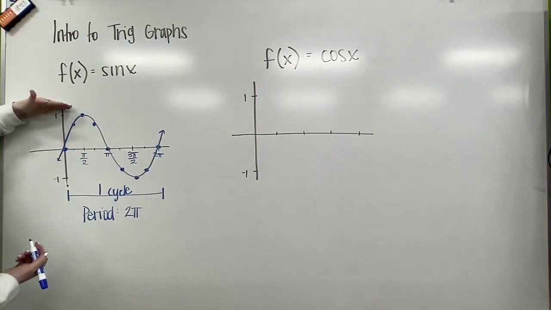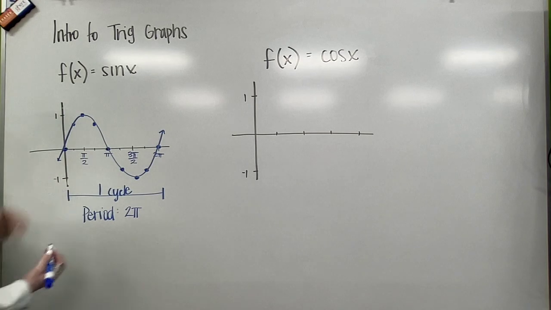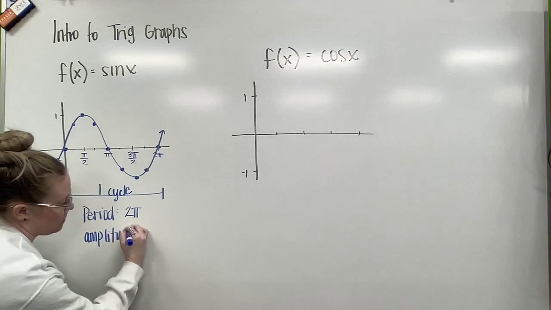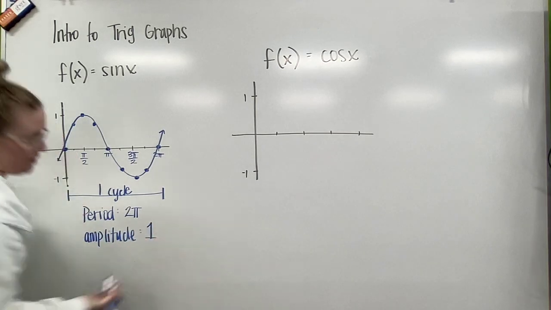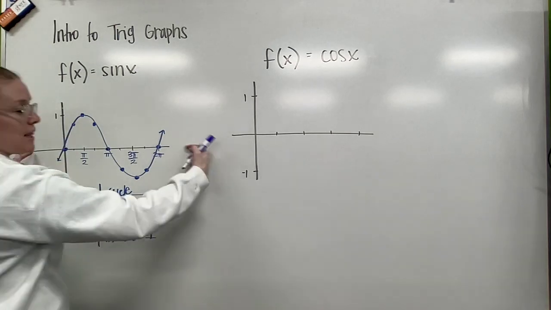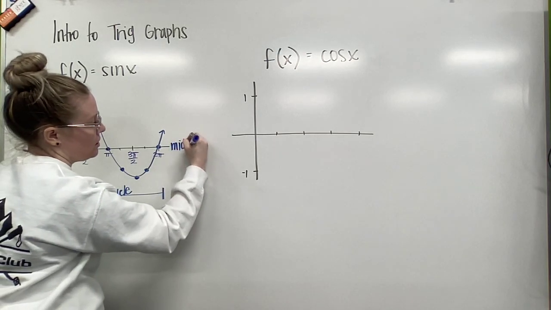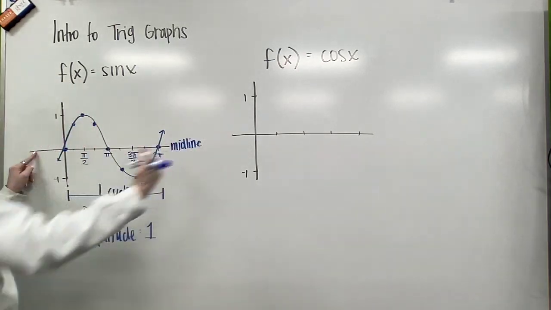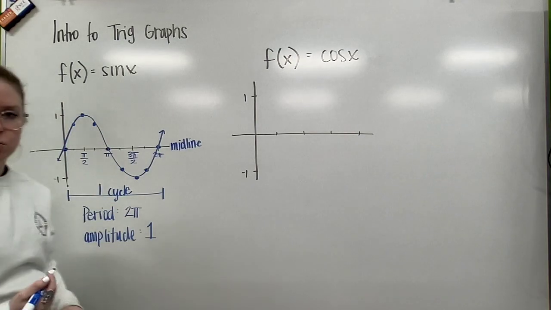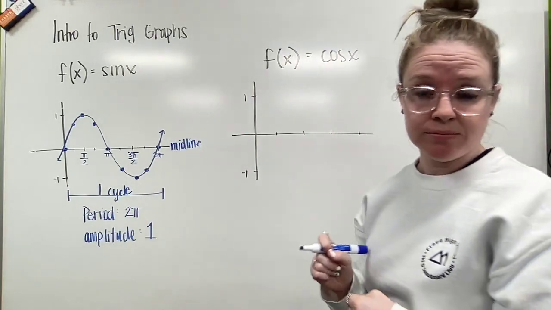We notice the maximum and minimum, 1 and -1. We have an amplitude of 1. The amplitude is how far above or below this midline that we go. I'm going to call this the midline, where our zeros are. So we go 1 above, 1 below, because the amplitude is 1. Bare bones basics of our sine wave.